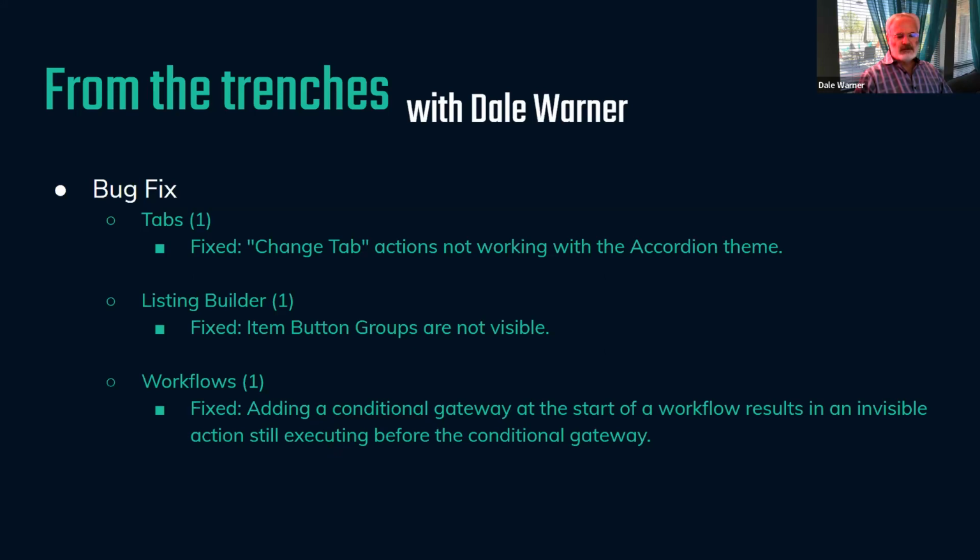And finally, under the covers, there's the BPMN engine that we use to model the workflows. If you started your workflow with a conditional gateway, where you start off right away to say, do you want to branch this way or that way, it was resulting in an invisible action getting executed. It didn't do anything, didn't harm much, but it shouldn't be an invisible action before the conditional gateway. So we've fixed that.